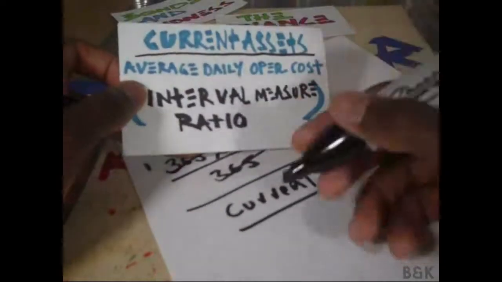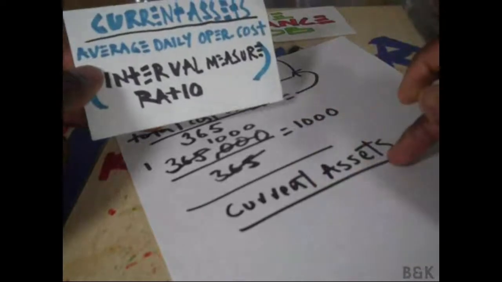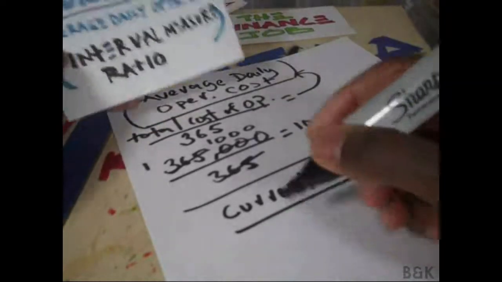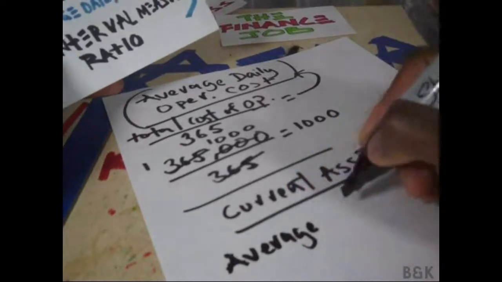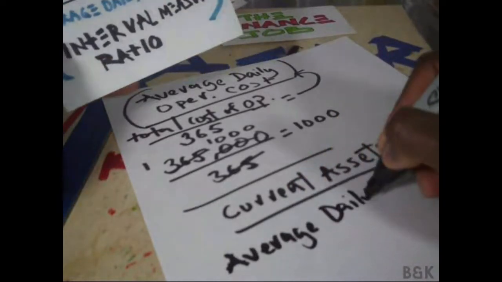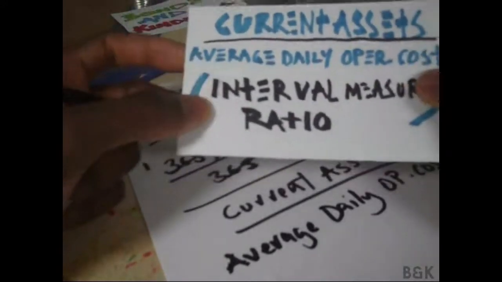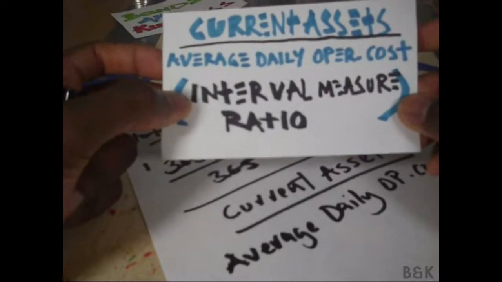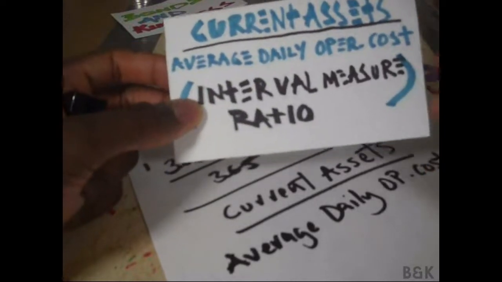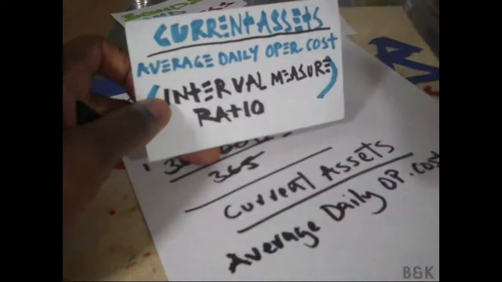All right. So we'll say divided by, so current assets is going to be divided by our average daily operating costs. This is why we had to calculate it first. And that's how you find the survival measure ratio, which is really the interval measure ratio. How long do we have? And it's taking into consideration all the things you can liquidate within the year.